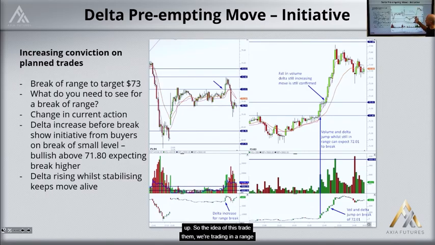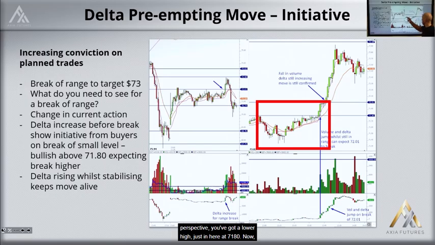So the idea of this trade then, we're trading in a range on a 60-minute chart between 72 and 70.75. There's a level higher up around about $72.98, $73. There's an opportunity for a break out of the range and then a surge towards the upside. Classic range break trade. So you're looking for a clue to get into this. From a shorter time frame perspective, you've got a lower high just in here at 71.80.